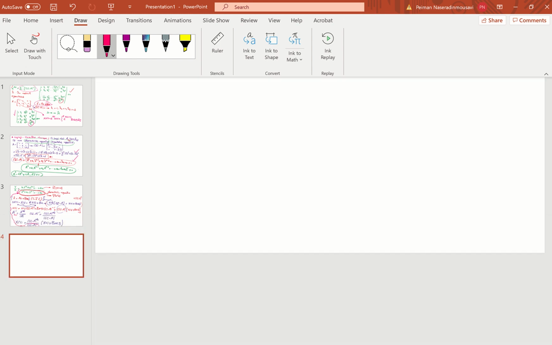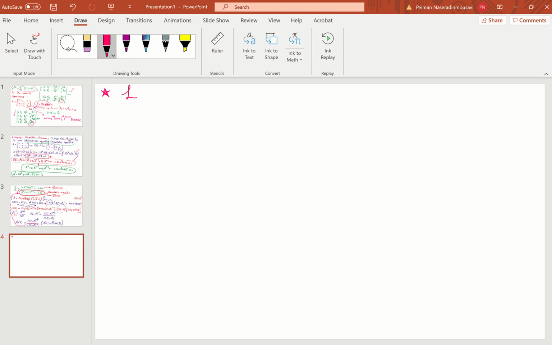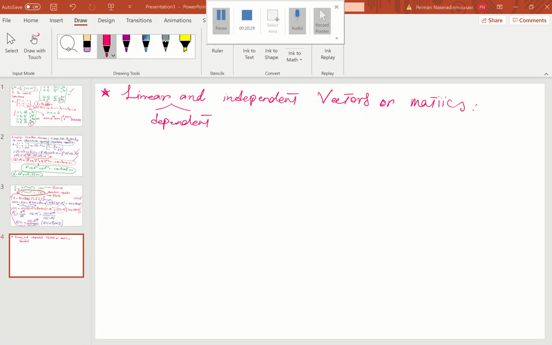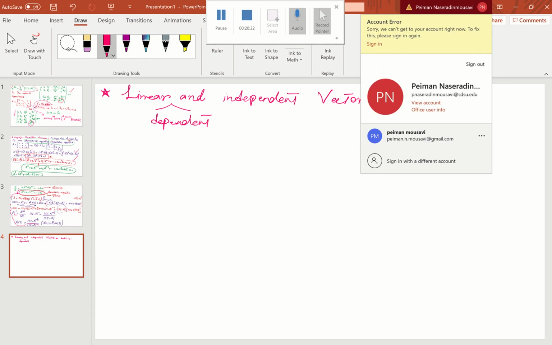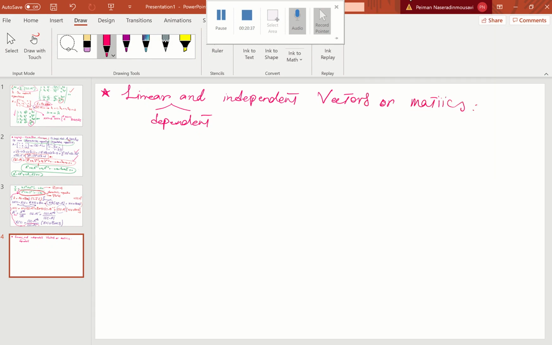Now, after knowing the Cayley-Hamilton theorem, I have to refresh your mind about two concepts: linearly dependent and linearly independent vectors, or matrices.